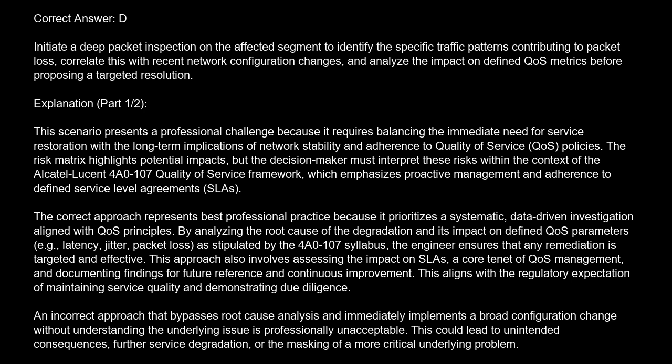The correct approach represents best professional practice because it prioritizes a systematic, data-driven investigation aligned with CoS principles by analyzing the root cause of the degradation and its impact on defined CoS parameters, e.g., latency, jitter, packet loss. As stipulated by the 4A0-107 syllabus, the engineer ensures that any remediation is targeted and effective. This approach also involves assessing the impact on SLAs, a core tenet of CoS management, and documenting findings for future reference and continuous improvement. This aligns with the regulatory expectation of maintaining service quality and demonstrating due diligence.